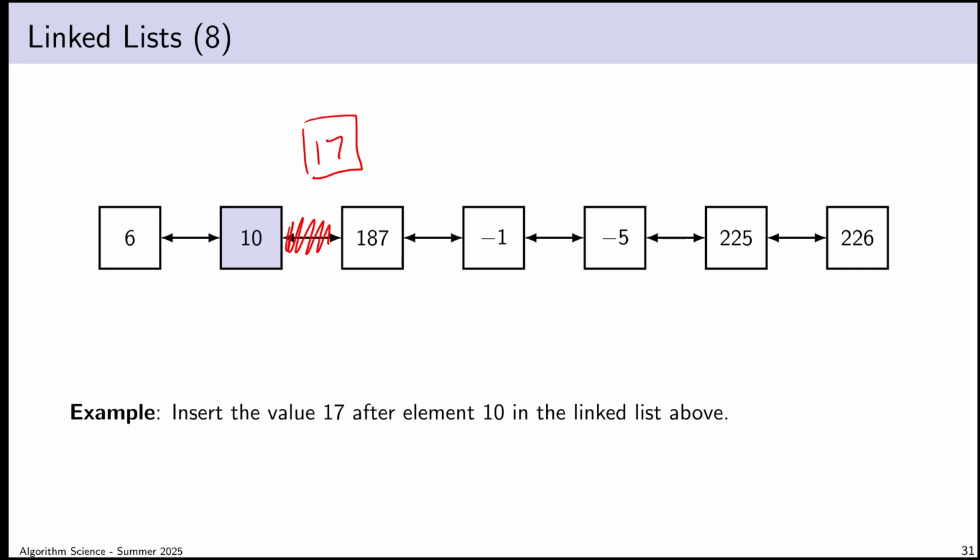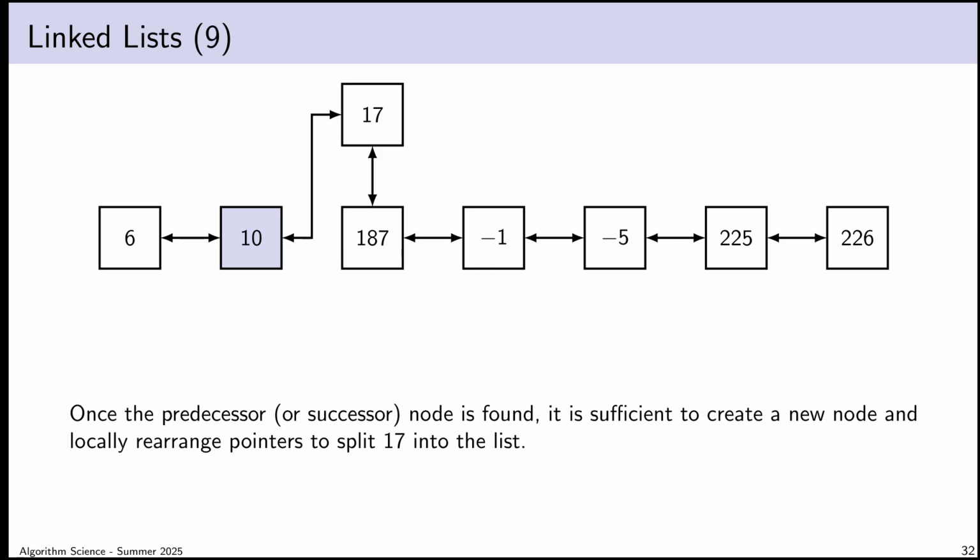I'll then disconnect these two things, and in a programming course, we'd have to worry about the order in which we do this, but we don't have to worry about that here. And then I just tie the node 17 into the list, sort of like this. And now if I traverse the list, 17 indeed is between 10 and 187 in the sequence. And there's a nice typeset version of the same modification.